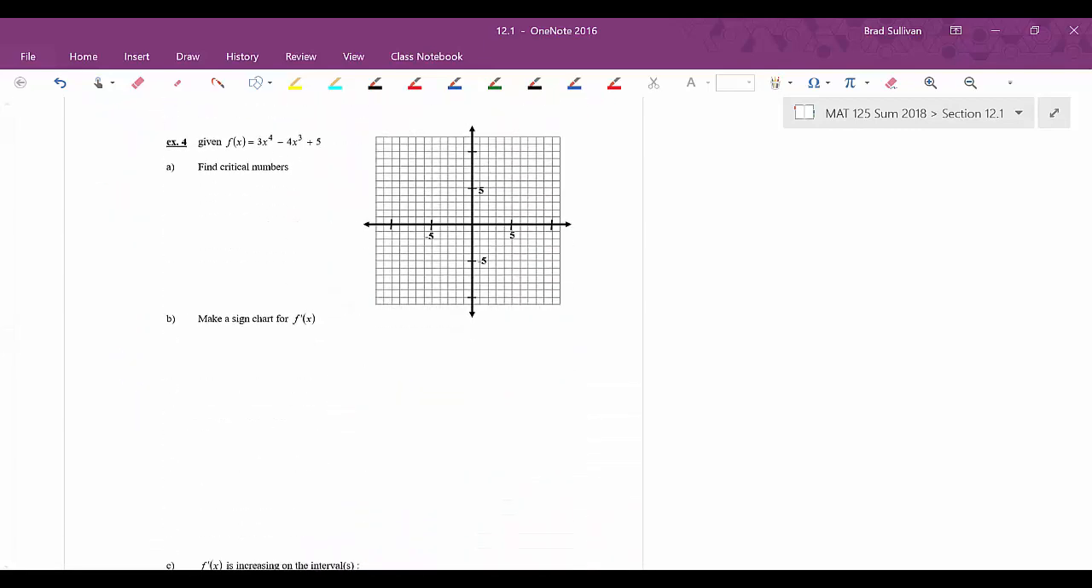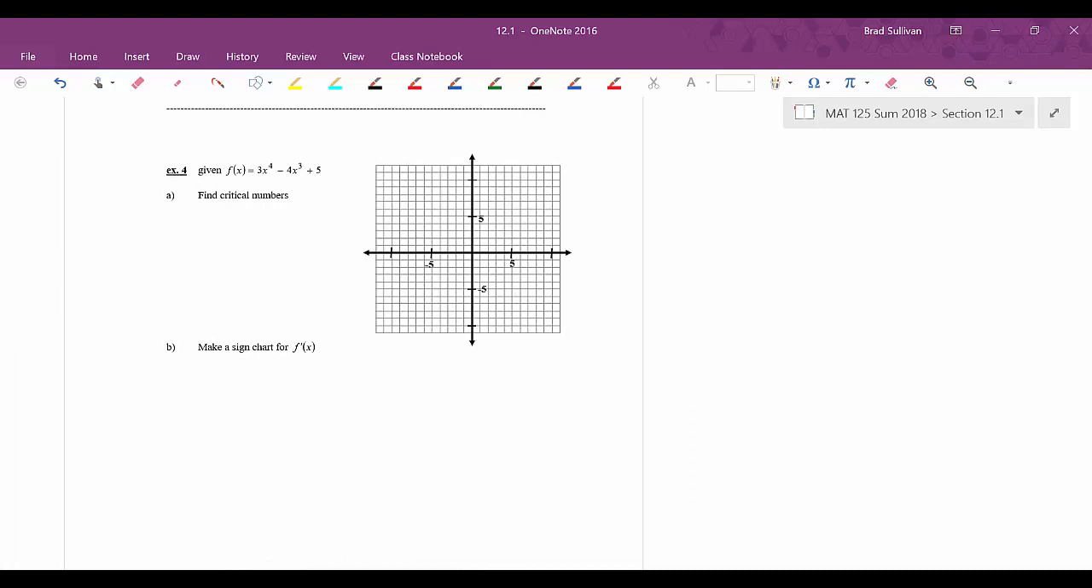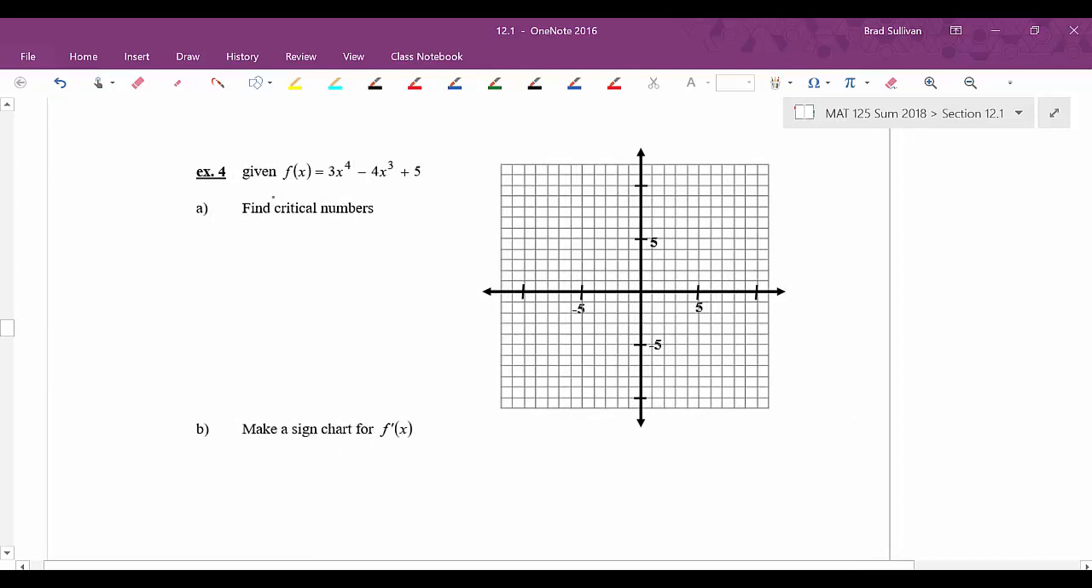All right, we'll do several examples of these, just kind of show you different functions and stuff, but the methodology is pretty much always going to be the same. So we want to start by finding our critical numbers. So you want to start by doing the derivative of the function. This is pretty easy. It would be 12x to the third minus 12x to the second. And of course, that derivative of 5 just goes to 0.